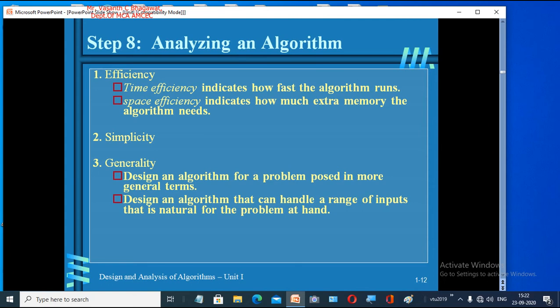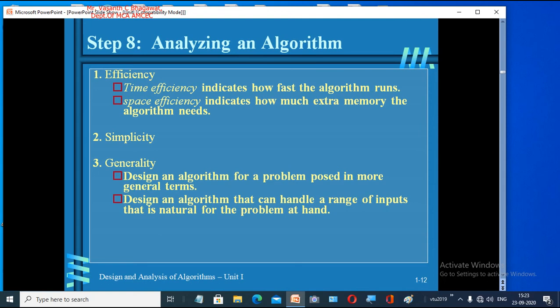The third one is generality. That means your algorithm should be as general as possible. Once you design an algorithm for addition of two numbers, the algorithm should work for all legitimate inputs. So it should be as general as possible. You cannot say that I have written a program for addition of two numbers but give a condition to users that they give only two positive numbers. My program won't work if you give one negative number, or my program will stop in between if you give one decimal number.